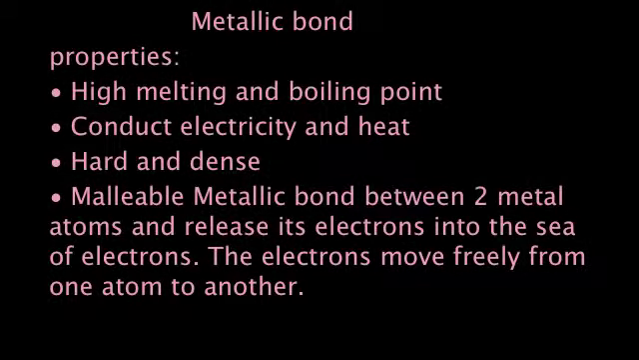The metallic bond properties include high melting and boiling points, they conduct electricity and heat, and they are hard, dense, and malleable. A metallic bond is between two metal atoms and it releases its electrons into the sea of electrons. These electrons move freely from one atom to another.